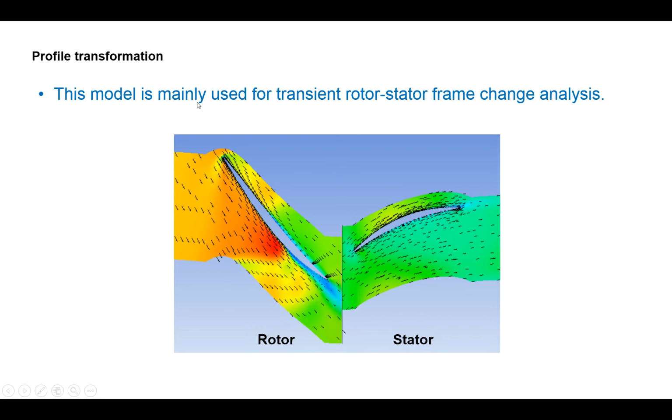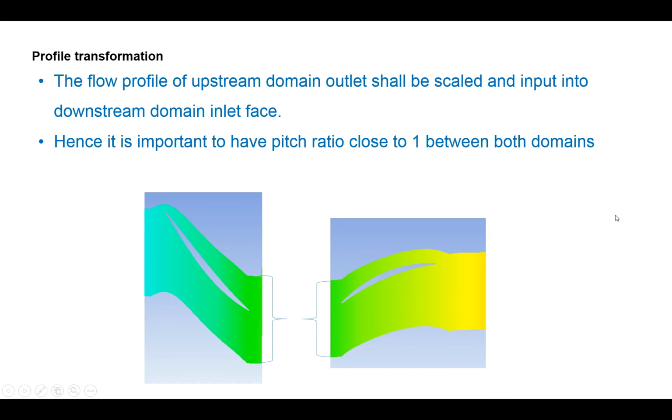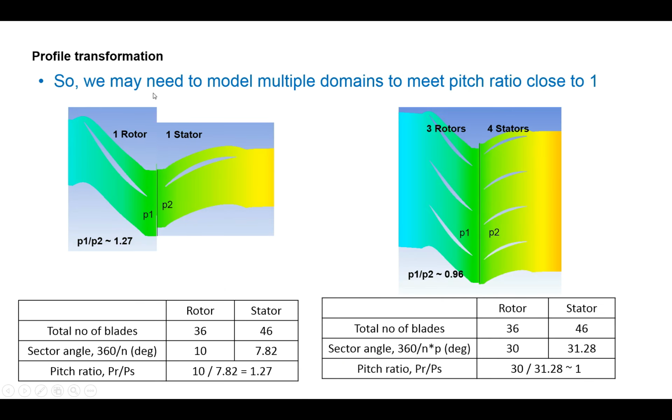This model is mainly used for transient rotor stator frame change analysis. This model results in the same solution as the conventional transient analysis model with transient rotor stator interface. The flow profile of the upstream domain outlet will be scaled and provided as input into the downstream domain inlet region, hence it is important to have a pitch ratio close to 1 between both domains. For this purpose, we need to model multiple domains to meet a pitch ratio close to 1.